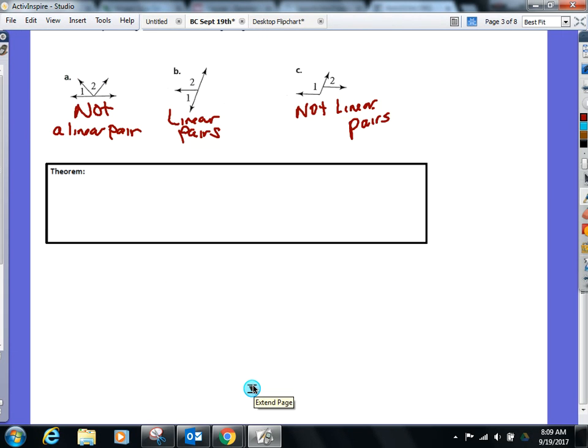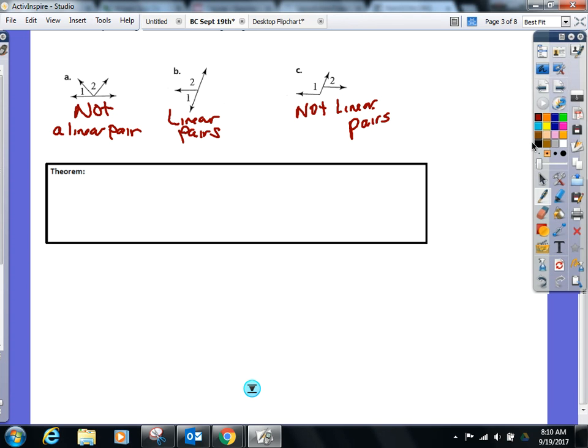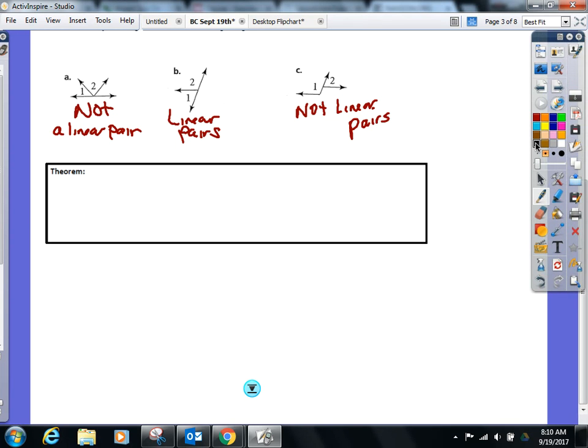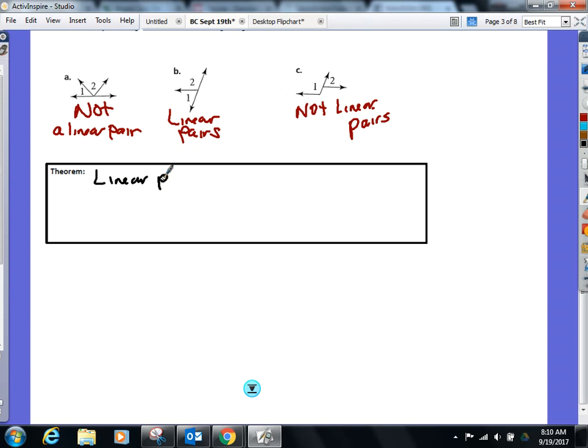Congratulations, you've arrived at your first theorem of the year. Has anybody ever heard that word theorem? Probably Pythagorean theorem, right? It's a fact. Here's what we just learned about linear pairs. You finish the theorem for me. Finish this fact about linear pairs. Linear pairs are, and I don't want adjacent.